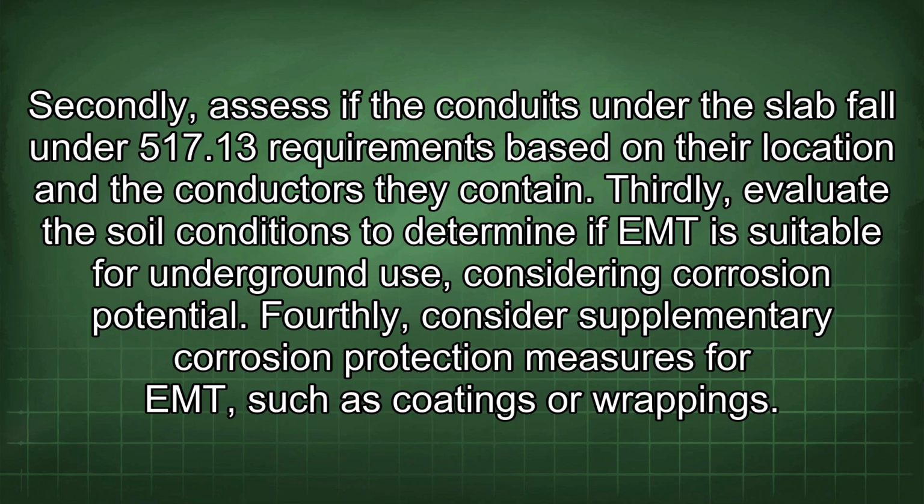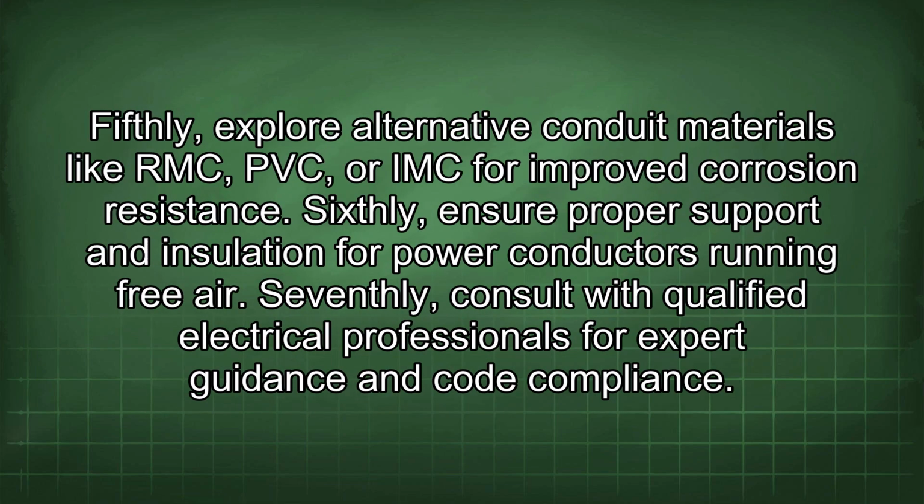Thirdly, evaluate the soil conditions to determine if EMT is suitable for underground use, considering corrosion potential. Fourthly, consider supplementary corrosion protection measures for EMT, such as coatings or wrappings. Fifthly, explore alternative conduit materials like RMC, PVC, or IMC for improved corrosion resistance. Sixthly, ensure proper support and insulation for power conductors running free air. Seventhly, consult with qualified electrical professionals for expert guidance and code compliance.